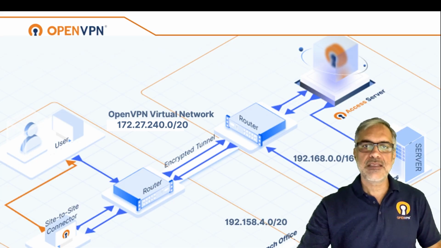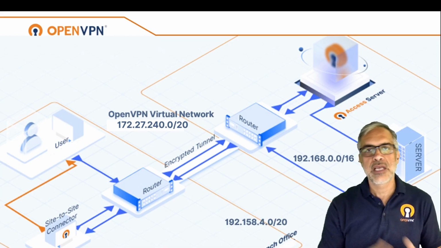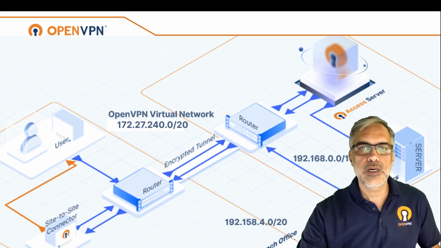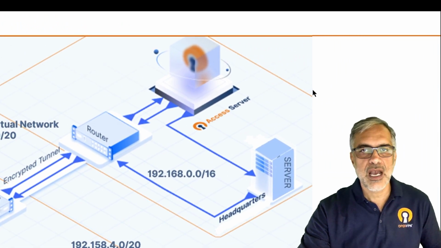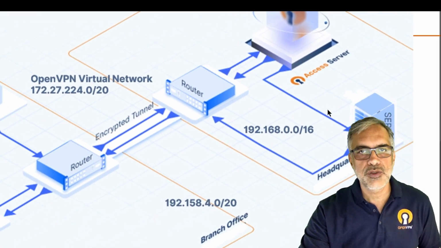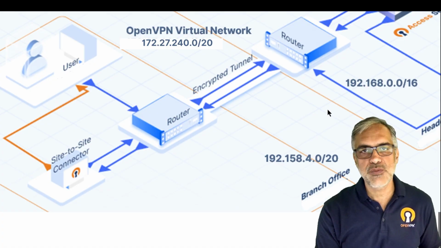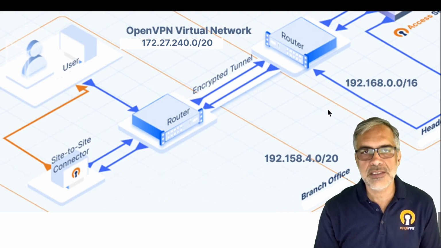At a high level, site-to-site networking is when you connect two or more networks together so devices on one network can talk to devices on the other, and vice versa. In our example, we're connecting a headquarters network to a branch office. Our headquarters network uses the 192.168.0.0/16 subnet, and the branch office is on 192.158.4.0/20. And the OpenVPN virtual network is 172.27.240.0/20. I'm going to show you how to find this in a bit.